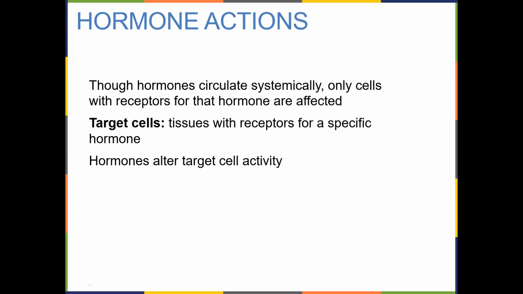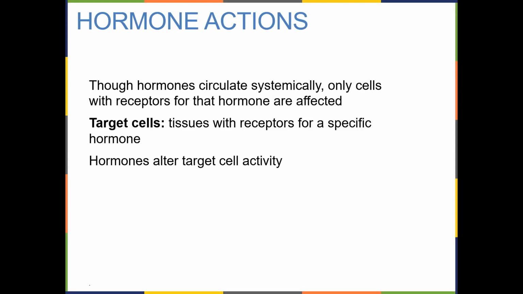So for a hormone to work, I said this already, they have to land on a cell with a receptor site. We call them target cells. So the target cell has a receptor site. Now, for some hormones, every cell may be a target cell. Thyroid hormone lands on every cell. It tells every cell in our body what to do as far as metabolic activity.